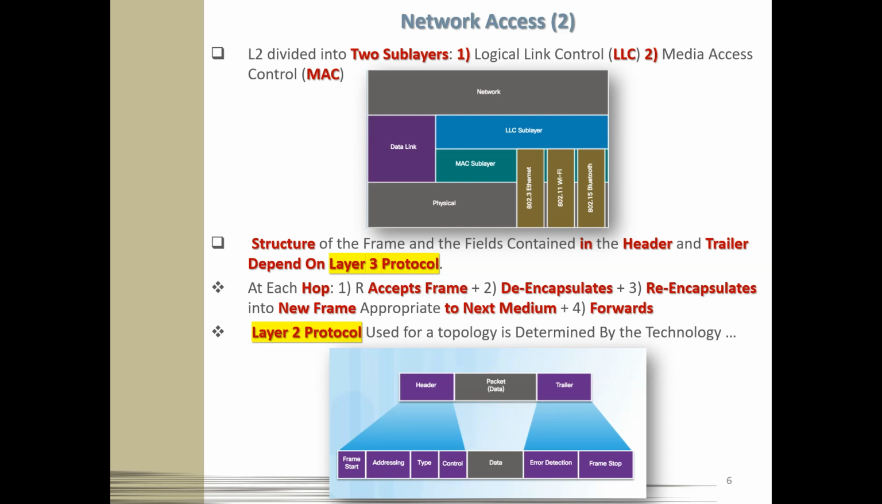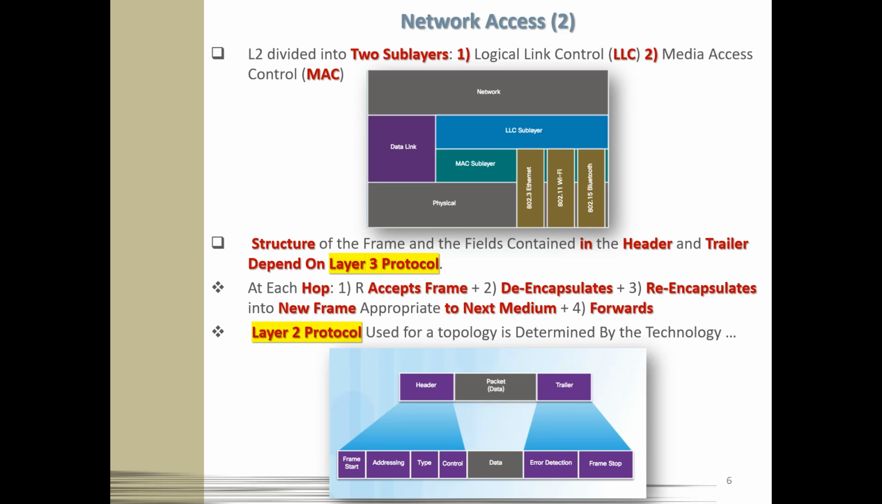The segment technology, be it Wi-Fi, be it Ethernet, be it Bluetooth, whatever it is, in fact determines the layer 2 protocol that is used for encapsulation, de-encapsulation, or re-encapsulation. This is very important. So the layer 2 protocol that we are using for encapsulation for the next segment or next medium is determined by the technology that we are using in that segment or in that new medium. And that is going to tell us how the new frame is going to be established.